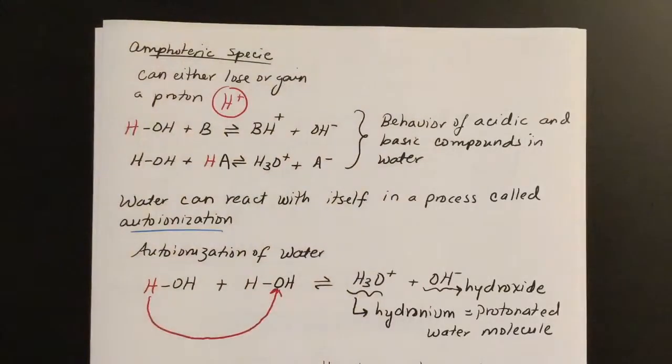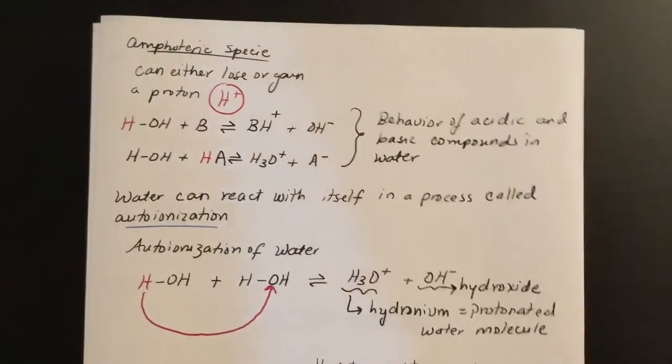H3O plus, which we already saw in other examples, is the hydronium ion. OH minus, it's something that you already know. It's hydroxide. Now, your hydronium ion is nothing other than a water molecule that has been protonated. You have H2O, and H2O is gaining a proton to give you H3O plus. So that's your hydronium.